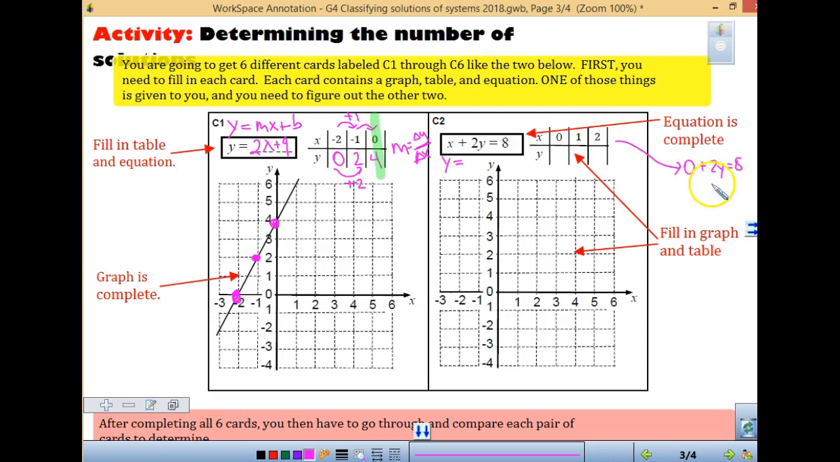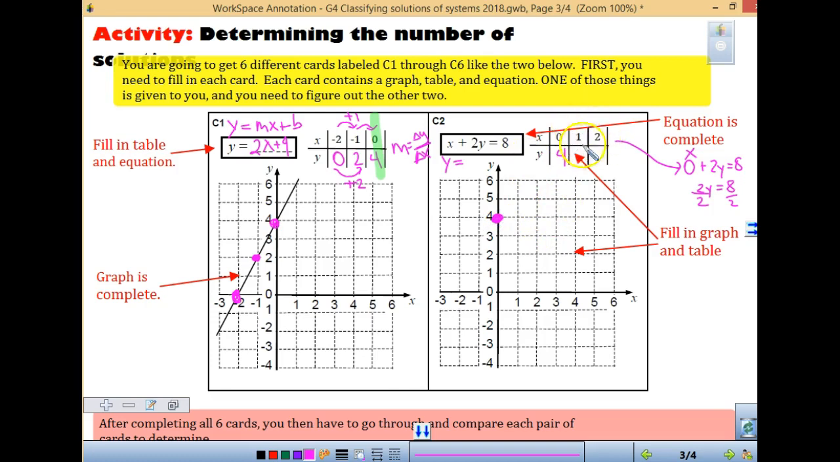Can you solve for y now once we have this? We now have the equation 2y equals 8. What do I have to do to solve that, Maddie? Divide both sides by 2. And if I do that at 0, I get the point 4. Can I now put a point there on my graph? Because that's 0, 4, right?